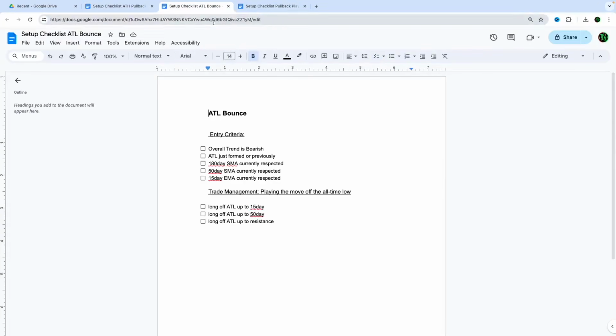The ATL bounce, our entry criteria: overall trend is bearish, all-time low just formed or previously formed, okay? 180-day SMA currently respected, 50-day SMA currently respected, 15-day EMA currently respected. Now, it will be hard to find a chart where all of the 3 moving averages we use are respected. However, like I said, the more moving averages are respected, the better. Okay, so this setup's a little more straightforward because we're just looking to play a move off of that all-time low on a chart.